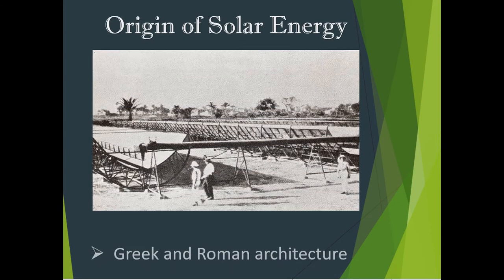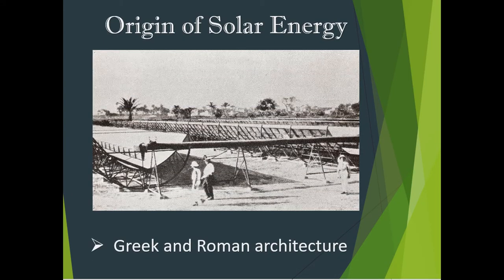Origin of solar energy. Greek and Roman architecture developed with solar energy in mind. Porticos, series of thick and evenly spaced pillars, were built in order to let sunlight filter through. This allowed for the right amount of light and heat to come through. Now I'm going to move on to the next slide.